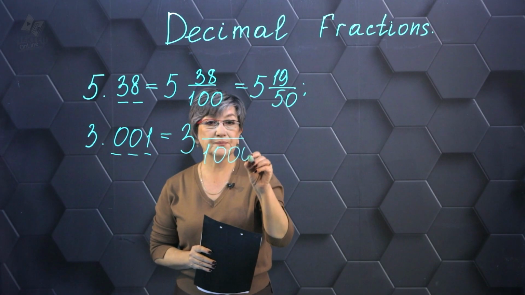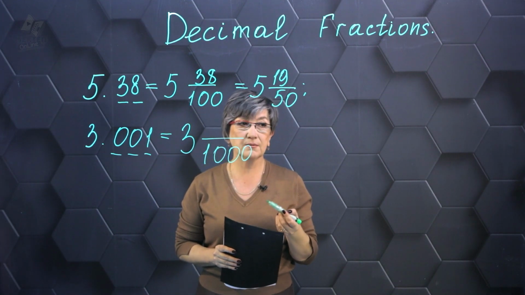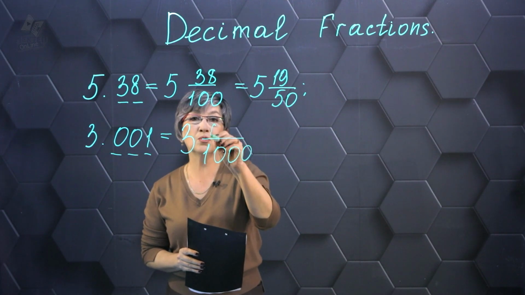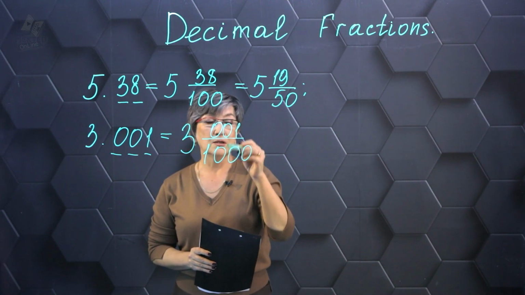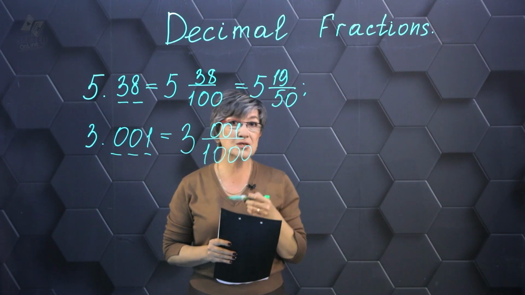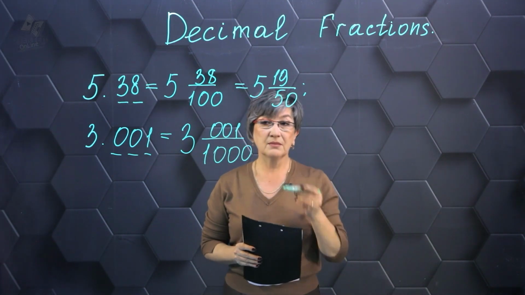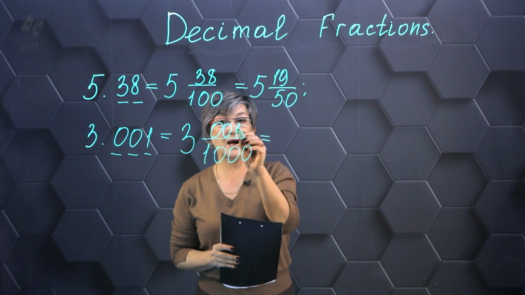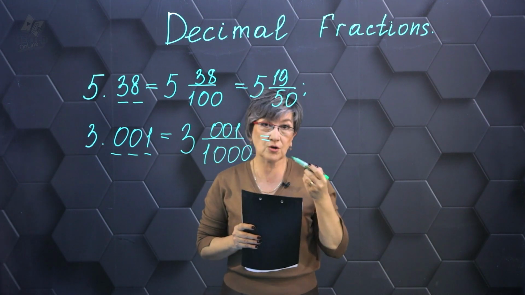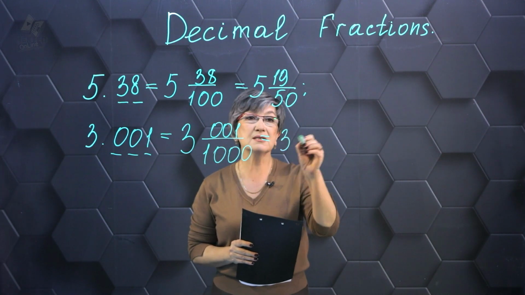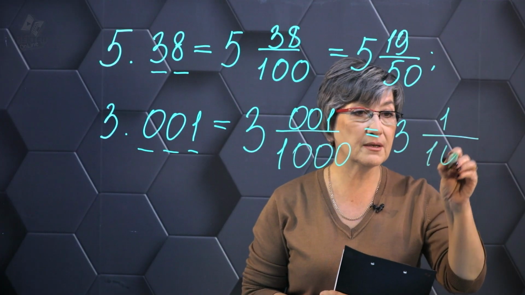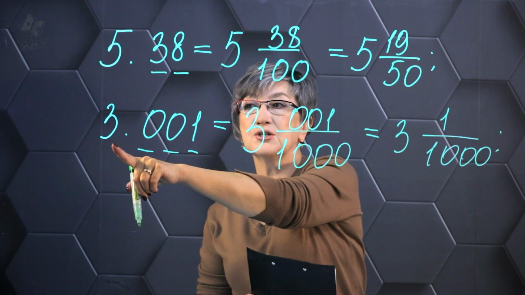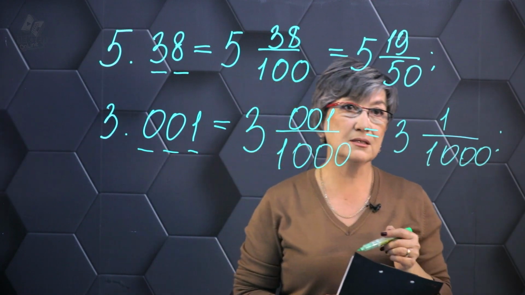So what do we put in the numerator? Of course, we can write the number 001. But in this case, this record will turn out not quite beautiful. So if we say and read 3 and 1 thousandth, I can still write it down as 3 and 1/1000. And as a result, the given fraction will denote 3 whole 1/1000.